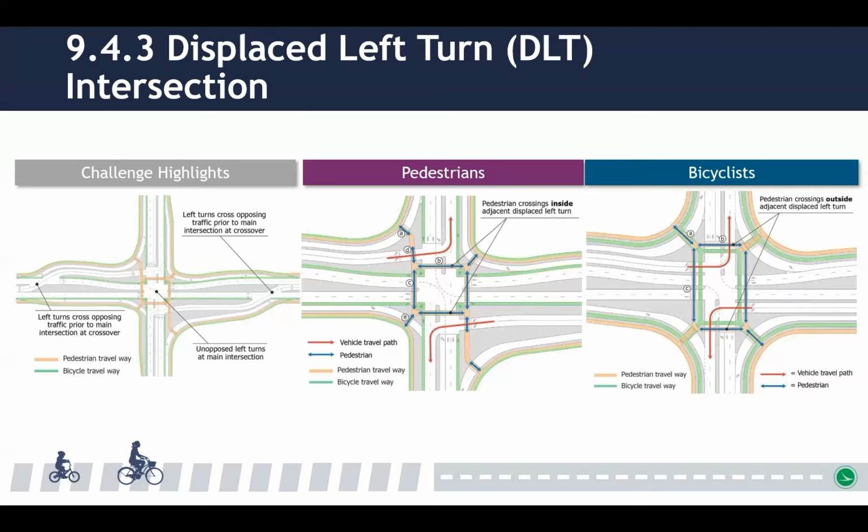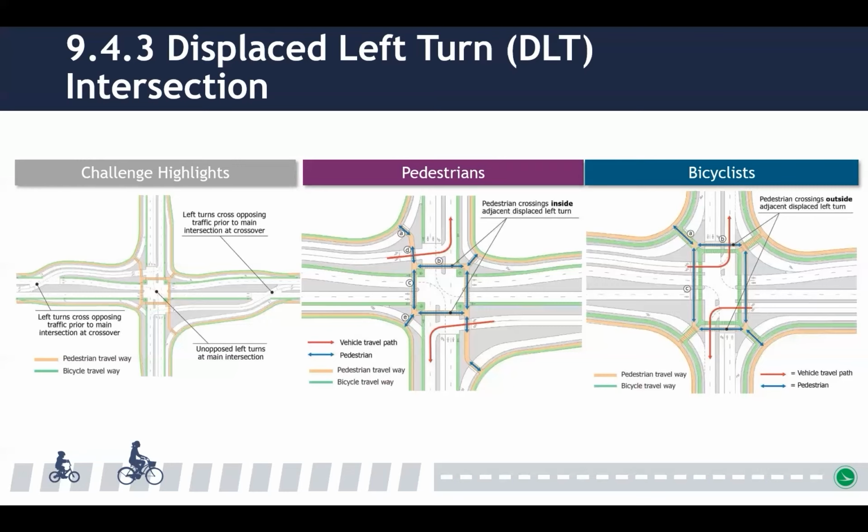Pedestrian movements at DLTs are often significantly longer than at a traditional intersection because they have to cross multiple vehicle lanes and medians. There are 2 typical crossing options for pedestrians at DLTs: an outside crossing, or an inside crossing. Designers have the challenge of creating a reasonable route that minimizes travel time for pedestrians in both options.